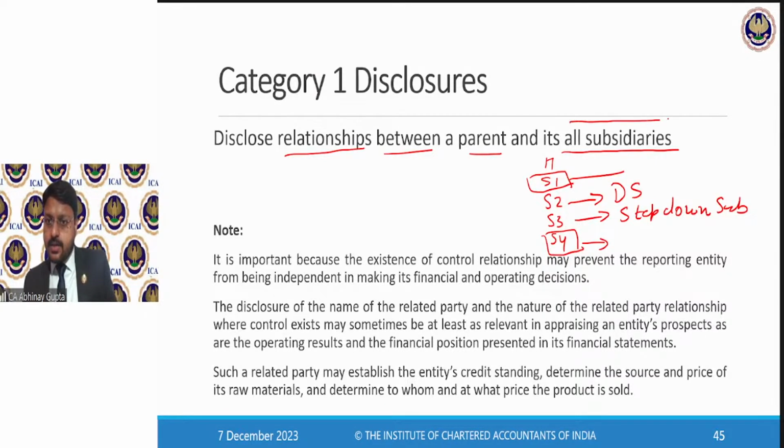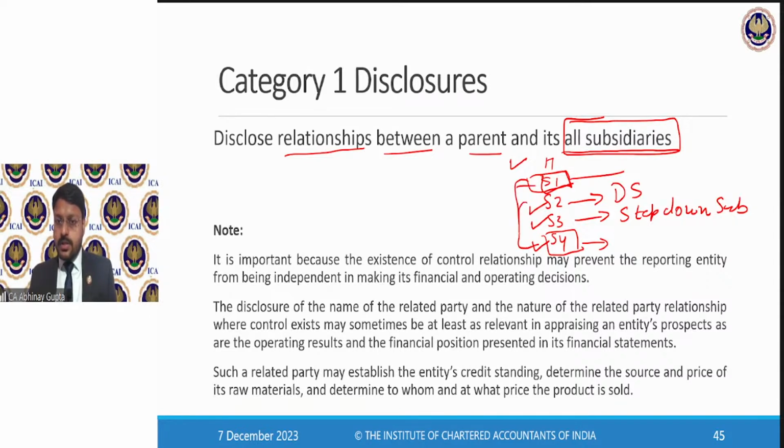Now, the standard says all subsidiaries need to be disclosed, irrespective of whether there are transactions or not. So while preparing the financial statements of S1, I will disclose the name of S2 as my subsidiary, S3 as my subsidiary, S4 as my subsidiary, because step down subsidiaries are also subsidiaries, right? Similarly for H, all these will be regarded as subsidiaries. For S1, all these will be regarded. For S2, these two will be regarded. And for S3, only S4 will be disclosed as subsidiary.